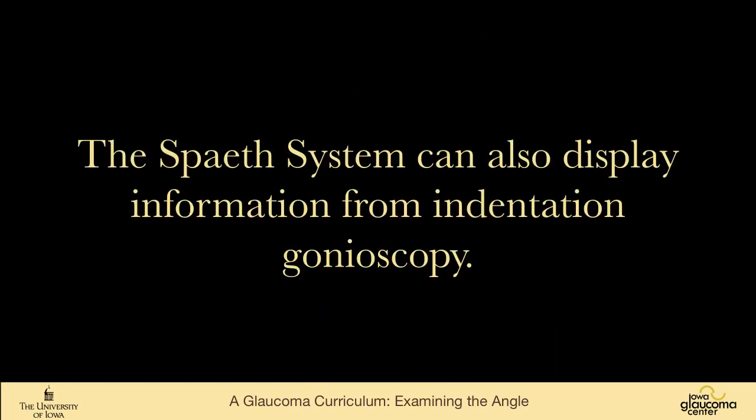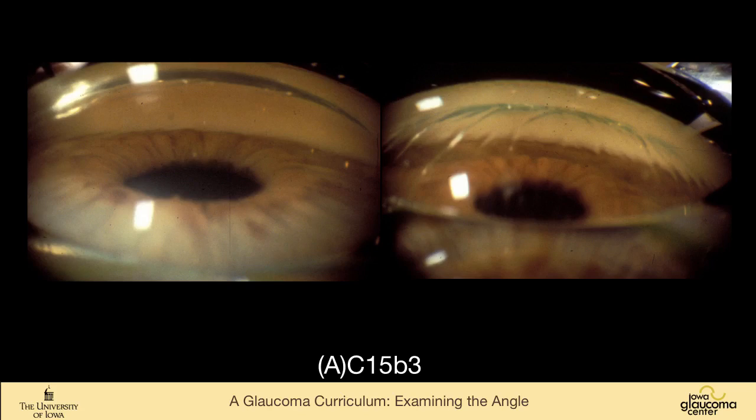One of the nice things about the Spaeth system is you can use it to display information from indentation gonioscopy or dynamic gonioscopy. So this is an angle that looks closed. There's no visible trabecular meshwork. So that would be an A. It's in parentheses because it looks like an A, but when I indent, I can see pigmented trabecular meshwork all the way down to but not past the scleral spur, so that would be a C. The angular width here is 15 degrees or so, B for bowed forward. And there's 3+ pigmentation that we can see once we indent.